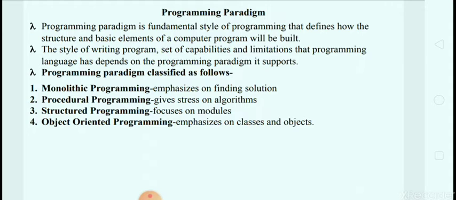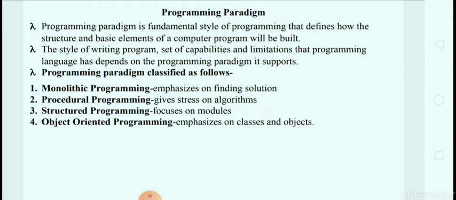Next, programming paradigms are classified as follows. There are four types of programming paradigms. The first one is monolithic programming, the second is procedural programming, the third is structural programming, and the fourth is object oriented programming. These are the types of paradigms provided in this object oriented programming unit.